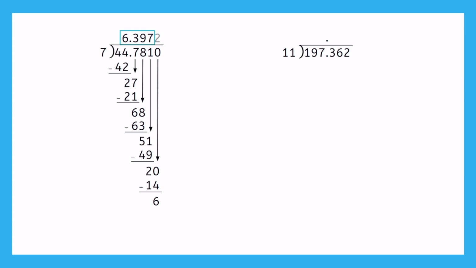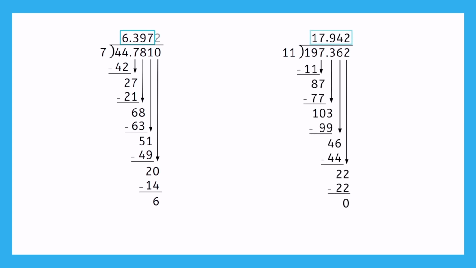197 and 362 thousandths divided by 11 is 17 and 942 thousandths. In this problem, we were able to divide the entire dividend into equal groups and subtracted to 0, so there's no need to round our answer. Feel free to pause here if you need to compare your work to the work displayed on screen.